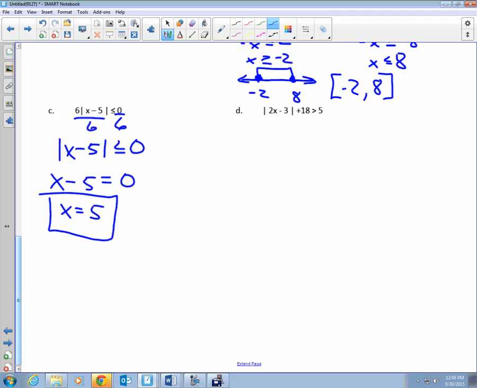D, what do I do to both sides? We get the absolute value of 2x minus 3 is greater than negative 13. Oh, I got a negative, so better think about it. The absolute value can be greater than a negative, so therefore, all real numbers.